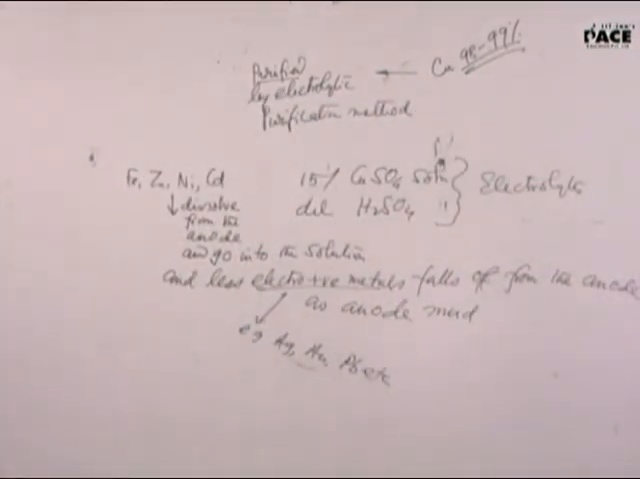So what happens? When you do the electrolysis, the iron, zinc, nickel, cadmium, they get oxidized and dissolved into the solution. Whereas the less electropositive metals like silver, gold, lead fall off from the anode as anode mud and sink at the bottom. And the copper at the anode gets oxidized to copper 2 plus.